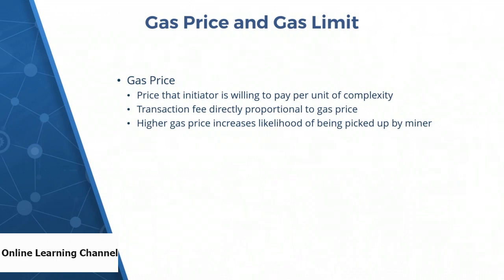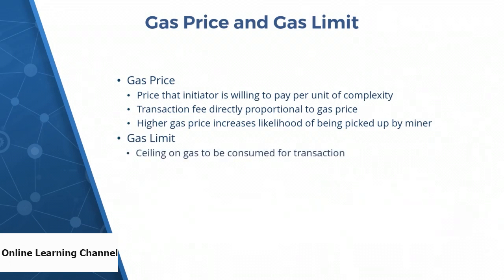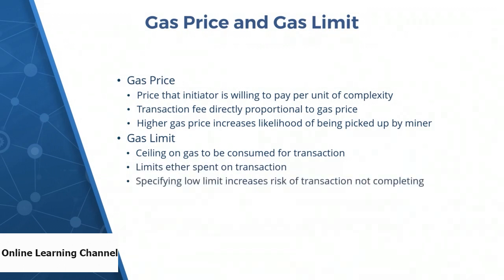As for the gas limit field in a transaction, this effectively imposes a ceiling on the gas to be consumed for the transaction. By specifying this gas limit, the transaction initiator ends up limiting the ether which they will end up spending on that transaction. However, specifying a low limit increases the risk of this transaction not being seen through to completion. That is, this transaction may run out of gas. However, even if this gas limit has been hit, the transaction initiator will still need to pay out a transaction fee, which is equal to the product of the gas limit and the gas price.